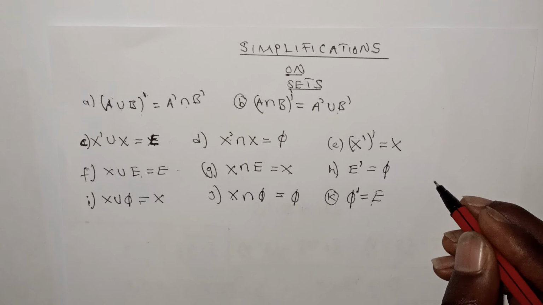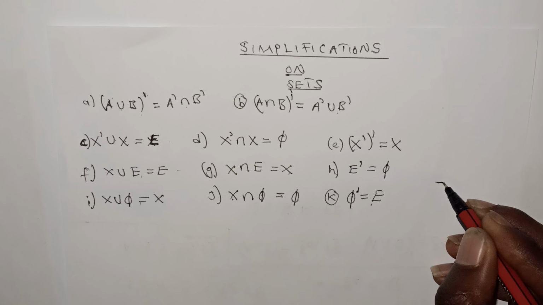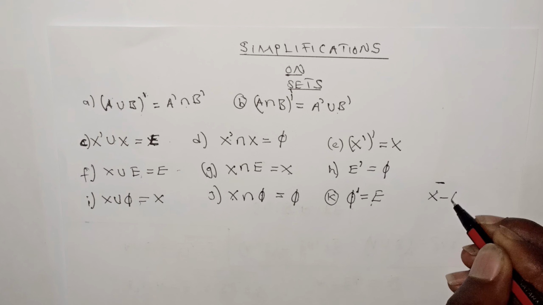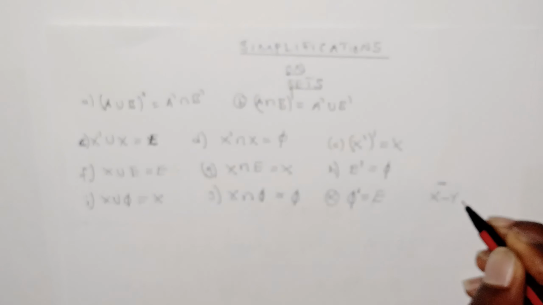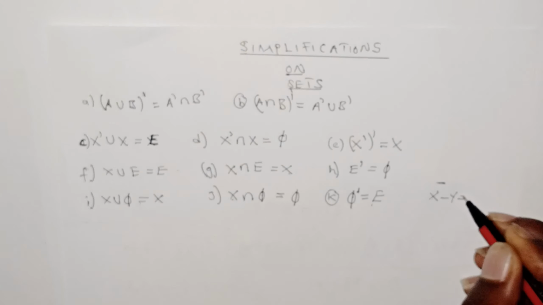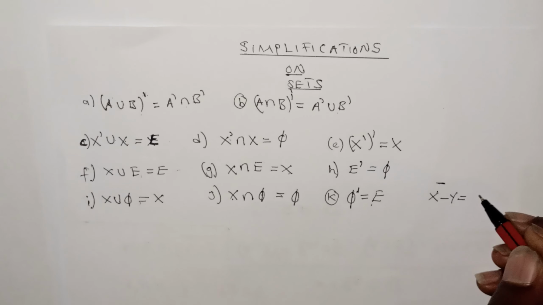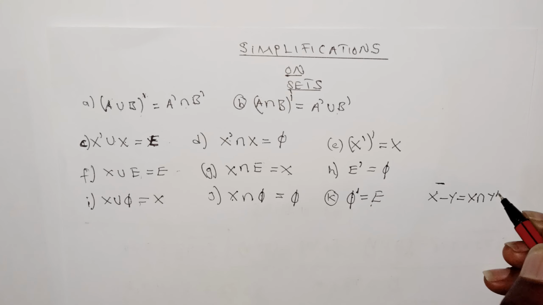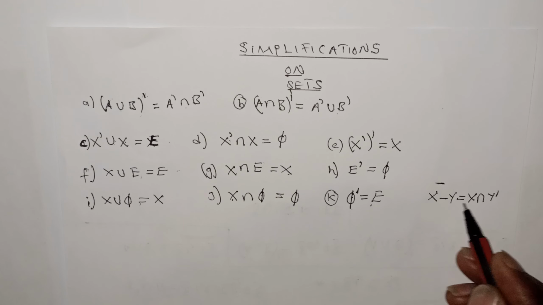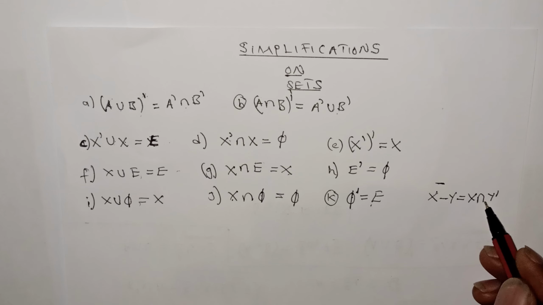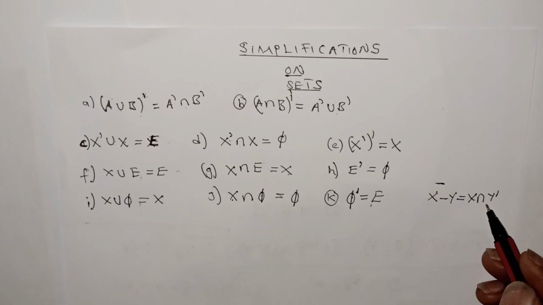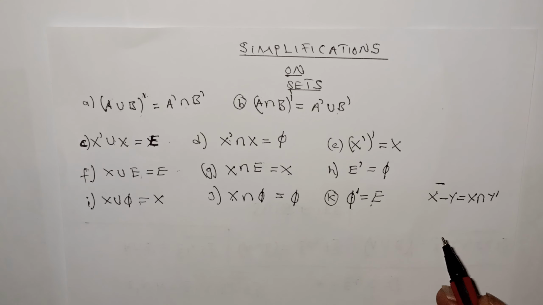Another thing that I want you to note is the minus symbol. So for example, I've been given X minus Y. What this actually means is X intersection Y complement. So we put an intersection here, then on this one we put a complement. That is the simplification of it. These things will be helpful as we get going on the simplification of sets.